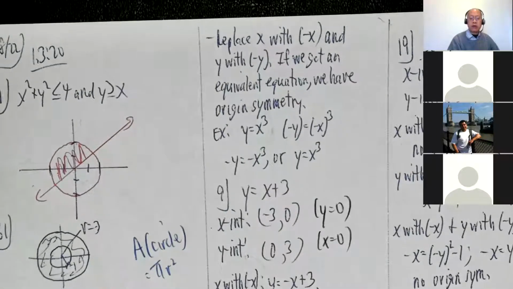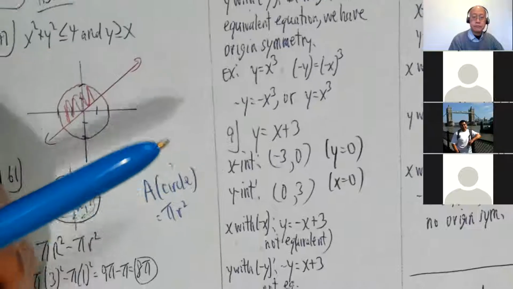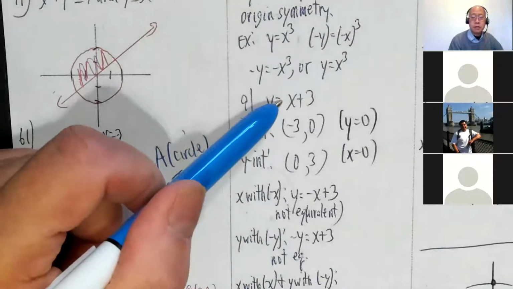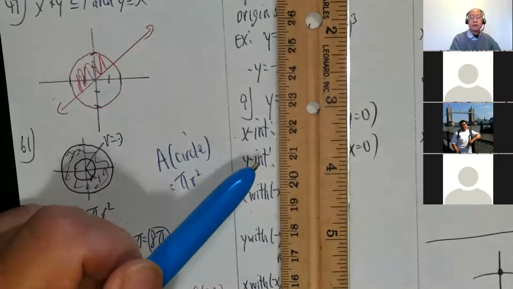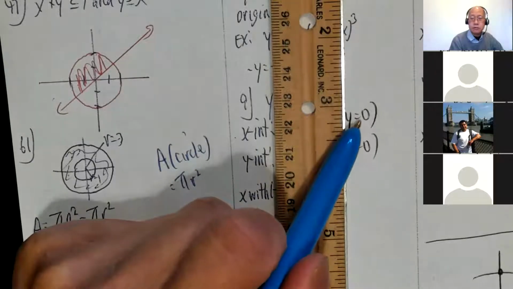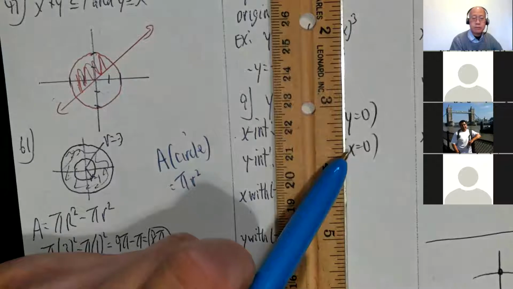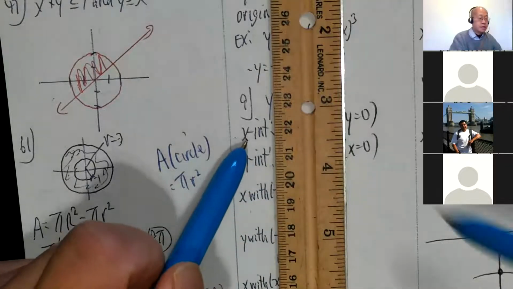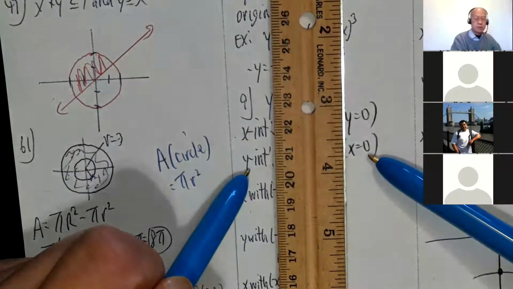Okay, I'll show you how it works because you might be saying right now, I have no idea what you're talking about. So I'll show you. All right, so number 9, y equals x plus 3. You might recall for the intercepts back in your Algebra 1, x-intercept means plug in y equals 0. Y-intercept means plug in x equals 0. You can put that in your cheat sheet if you wish. X-intercept means y equals 0. Y-intercept means x equals 0.